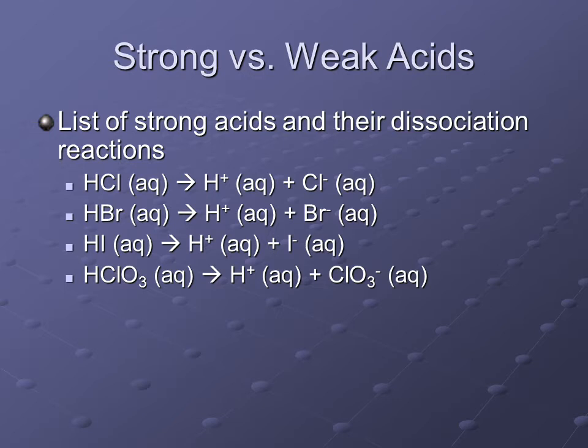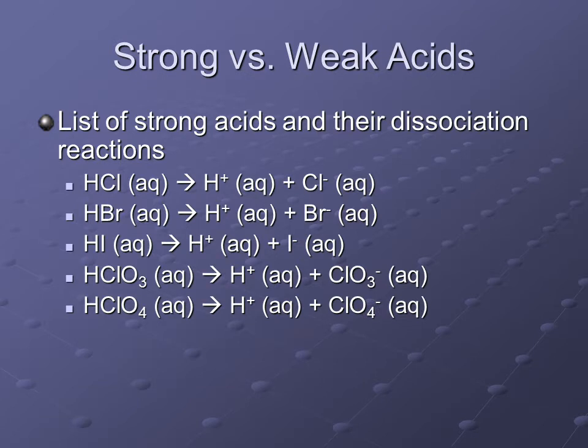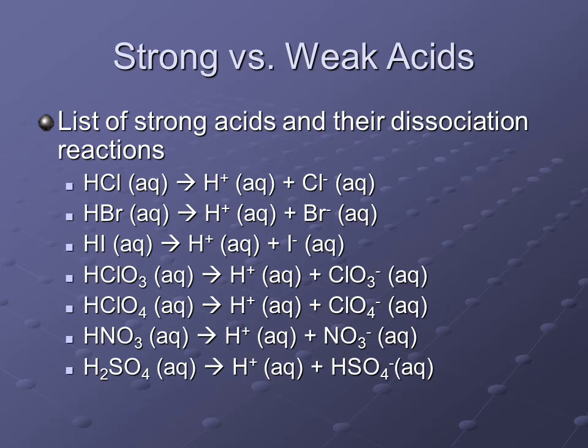Let's see, from a chlorate ion, the 8s become X, so this would be chloric acid. And that breaks up into hydrogen ions and chlorate ions. Perchloric acid, nitric acid, and sulfuric acid.